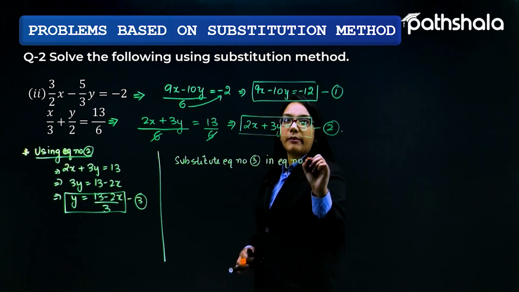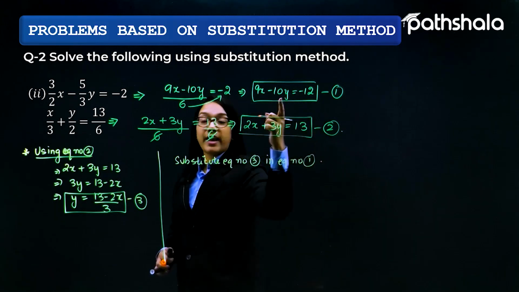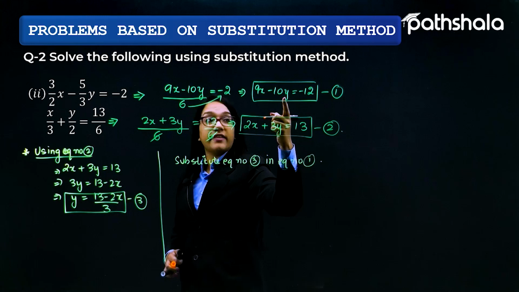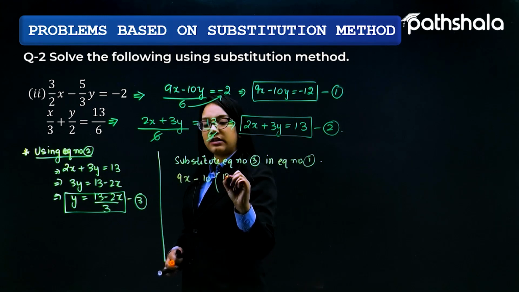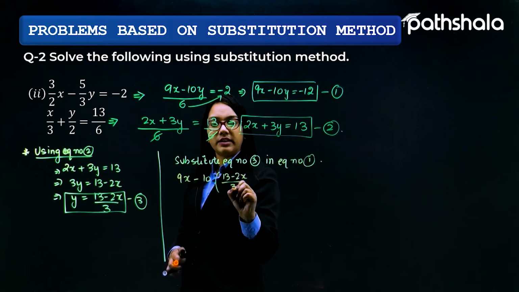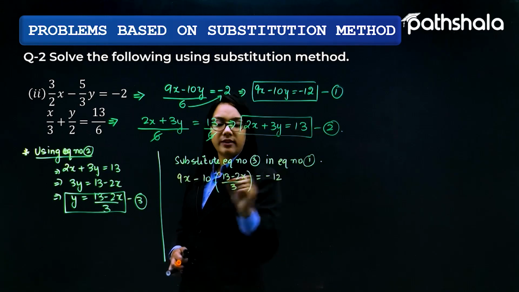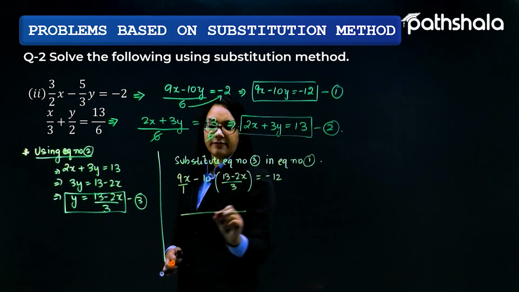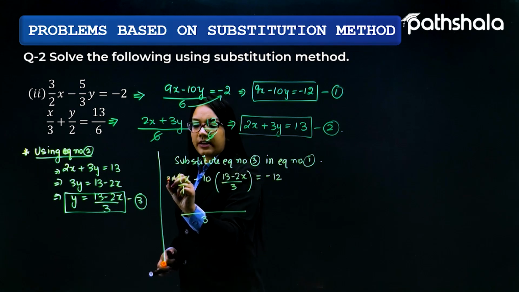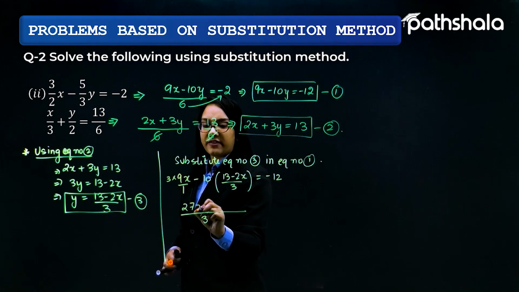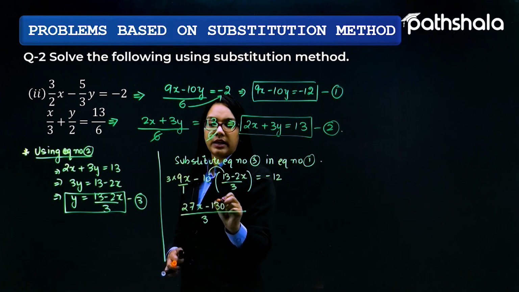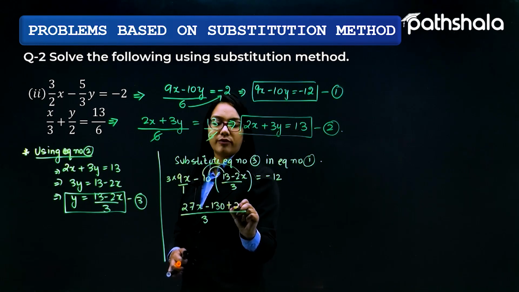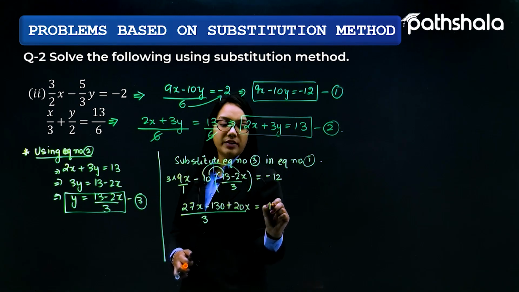In equation number 1, we have y as (13 minus 2x) divided by 3. So it would be 9x minus 10 times (13 minus 2x) divided by 3, which is equal to minus 12. Let's take the LCM over here. We have 3 as the LCM, and 3 gets multiplied with 9. It is 27x. Minus 10 into 13 is 130. Minus 10 times minus 2x is plus 20x, which is equal to minus 12.